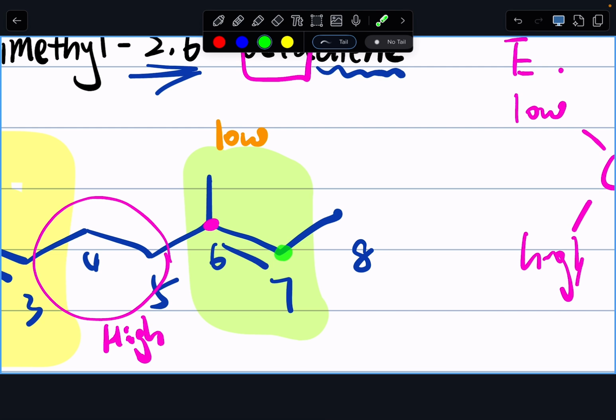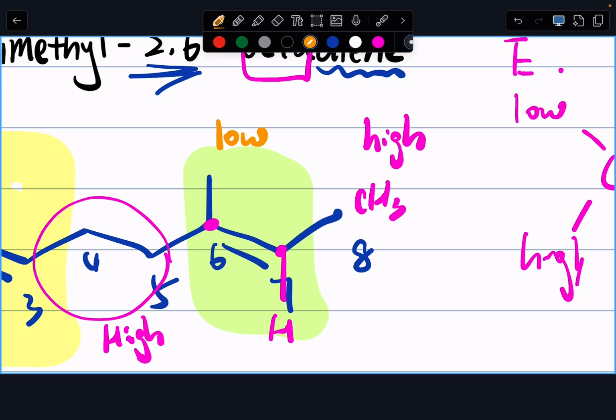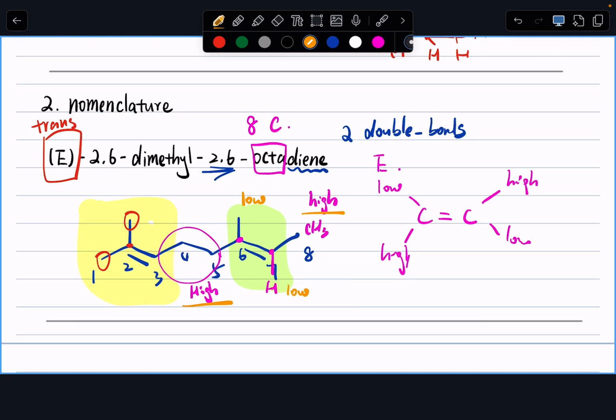What about carbon 7? If we're focusing on carbon 7, then we have a CH3 group and a hydrogen. Comparing your CH3 with a hydrogen, your CH3 is the high priority group, and your hydrogen is the low priority group. So that's why this is an E configuration, high priority groups trans to each other. The most important thing here, if you're confused about how to assign it, is focusing on one sp2 carbon, arranging the priorities, and looking at which one is the high priority group.